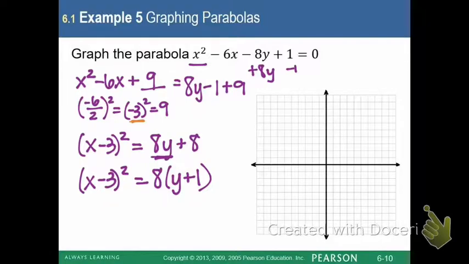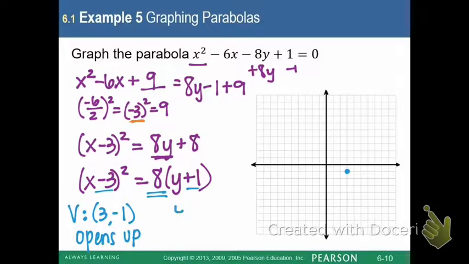Okay, so from here, I need to find the vertex. It's going to be at 3, negative 1. So I can graph that. I then need to figure out which way it's opening. Since it's the x that's being squared, that opens up or down. Since the 8 is positive, it opens up. So then I need to solve for p. 4p equals 8, so p is equal to 2.